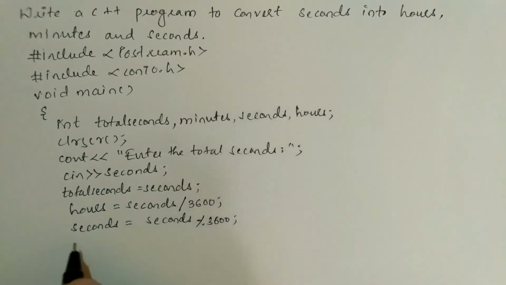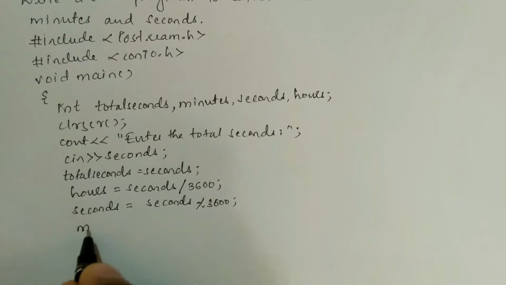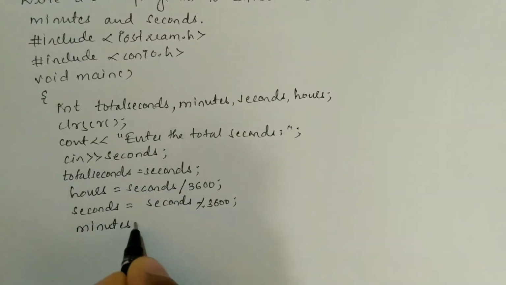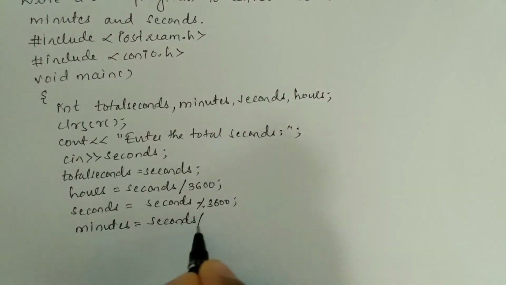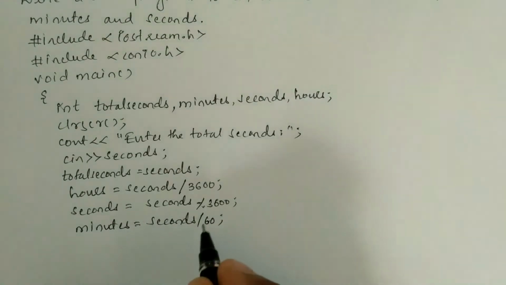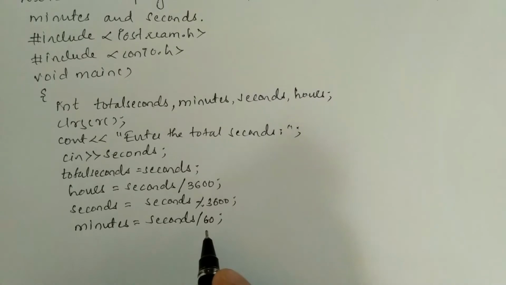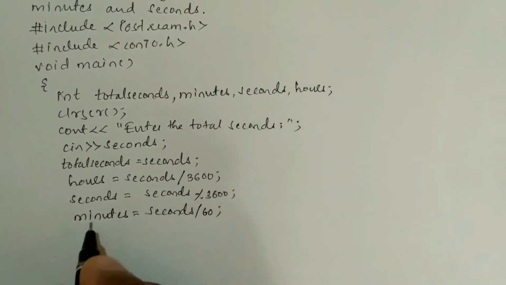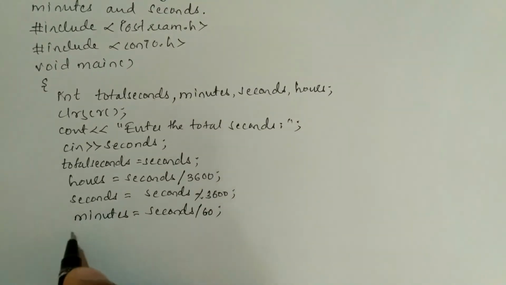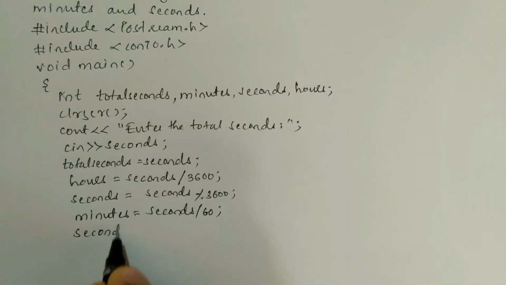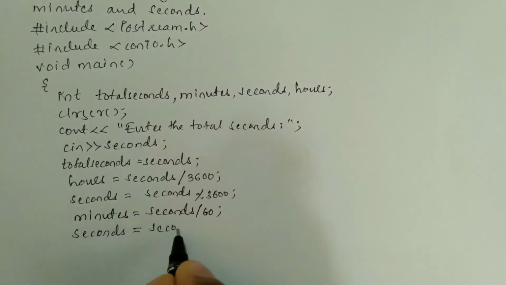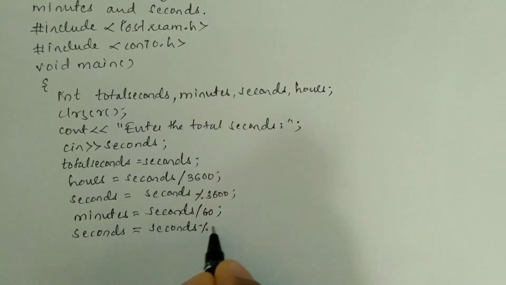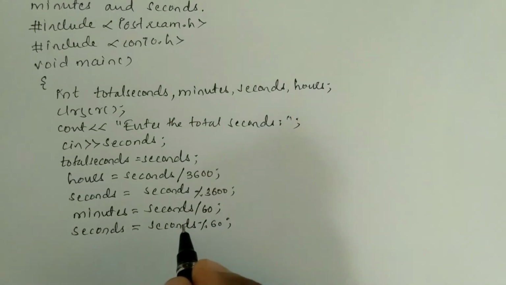Next we are going to calculate minutes. Minutes is equal to seconds integer division by 60, because 1 minute consists of 60 seconds. Now we are going to calculate the remaining seconds after removing the number of minutes. So here I'm going to write seconds is equal to seconds modular division by 60 and then put semicolon.